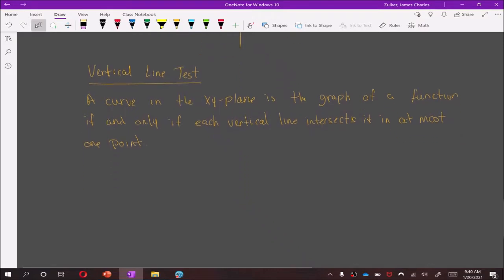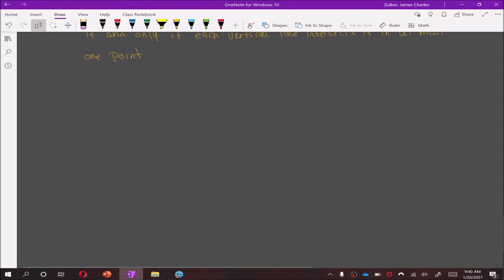So for example, if we take a look at this graph right here, this does represent a function.